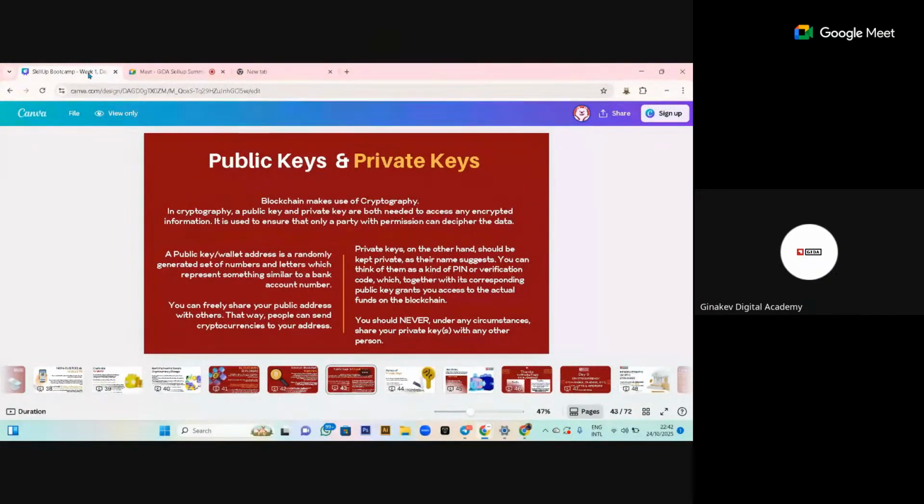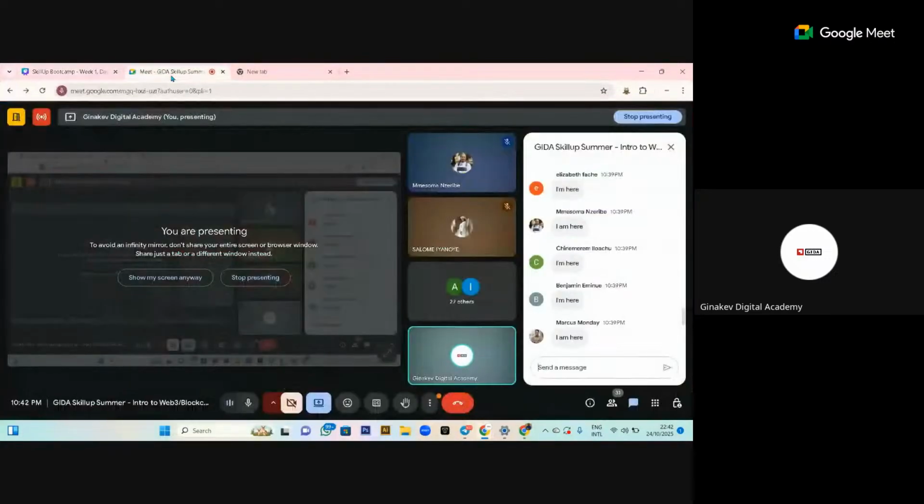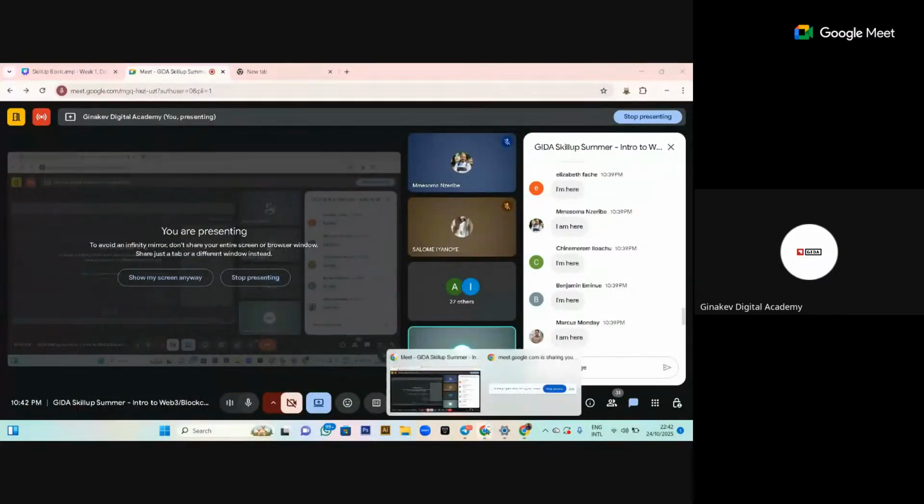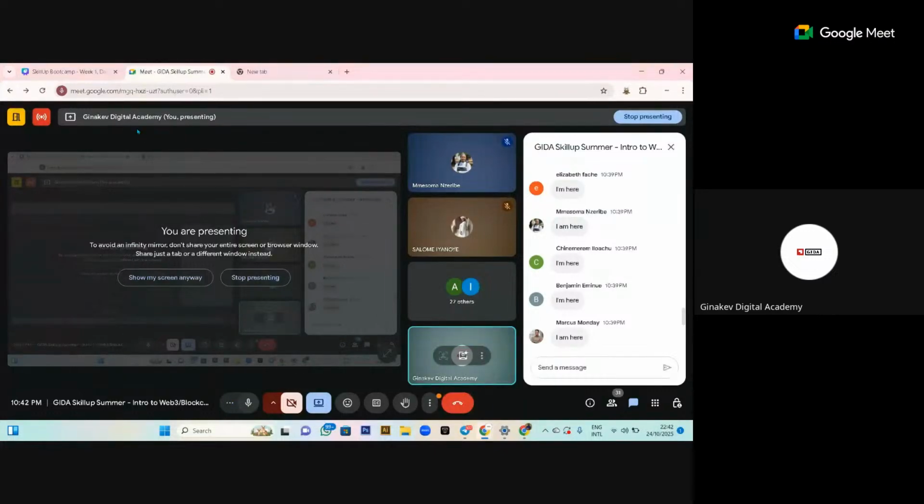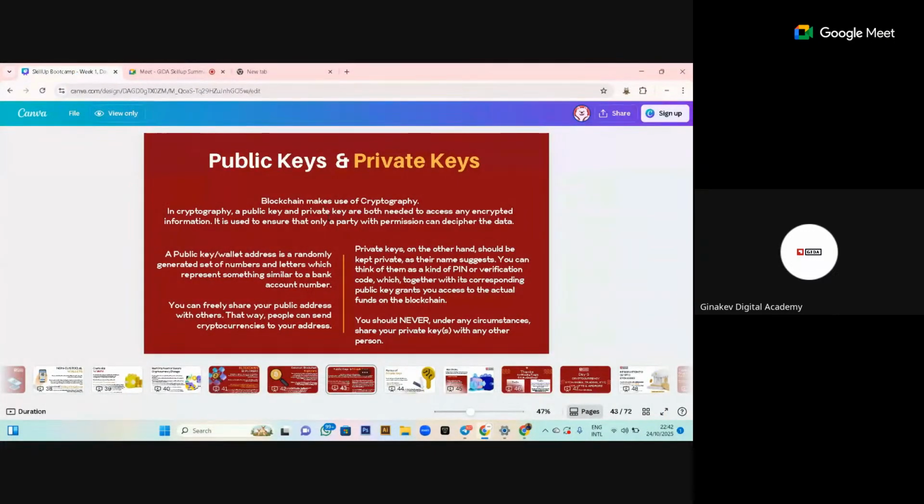Another issue, the next thing again, is the private key. Private key, on the other hand, should be private. It's like a PIN, right? A verification code that you're supposed to use to access your wallet. It's not what everybody is supposed to get. So I hope I'm making sense. That is just the difference between public and private key.